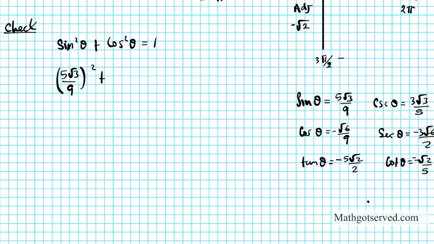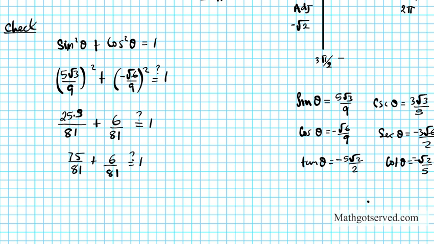plus cosine is negative root 6 over 9. Negative root 6 over 9 squared. Is it equal to 1? If I work this out, I'll get 25 times 3 over 81 plus 6 over 81. If I add these two, do I get 1? Let's work it out. 75 over 81 plus 6 over 81. Is it equal to 1?